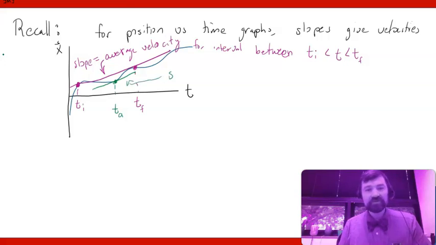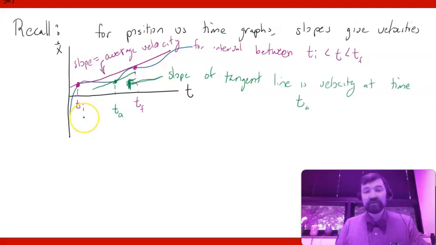Slope of this tangent would be the velocity at time ta. And again, to get that slope for that tangent line, you would draw the tangent line, and then you would basically pick 2 points somewhere on the line and use rise over run to get the slope. Nothing fancy there, it's just simple basic algebra.